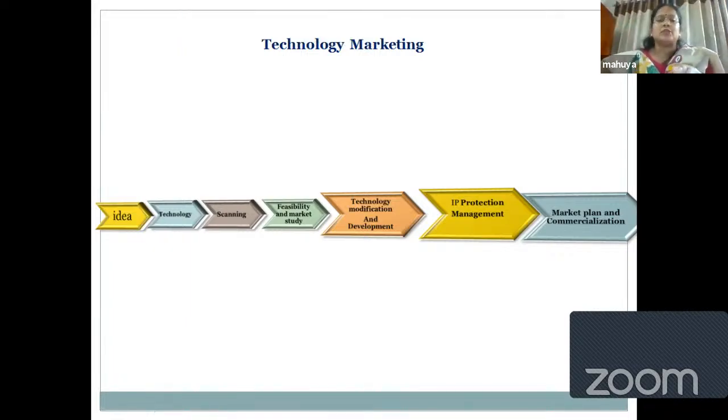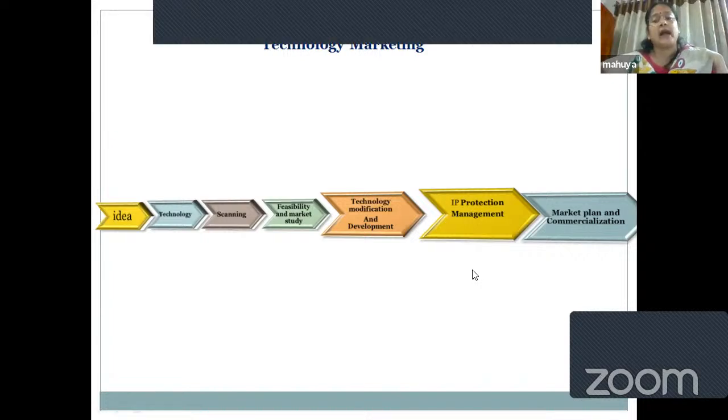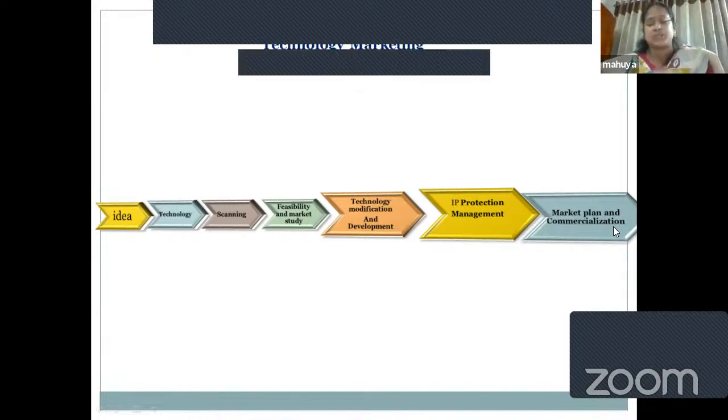If your idea is not patentable, then why are you interested in marketing it? Because your competitor will take down your idea. So you have to be unique in your area. So what is important? IP protection mechanism and its management. Now we have to think about market plan and commercialization.